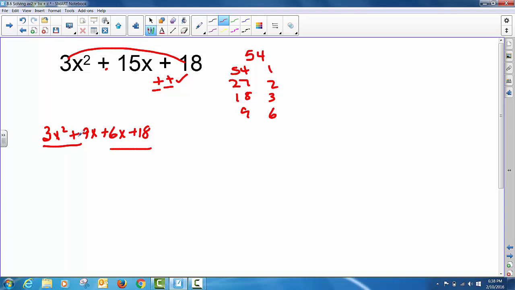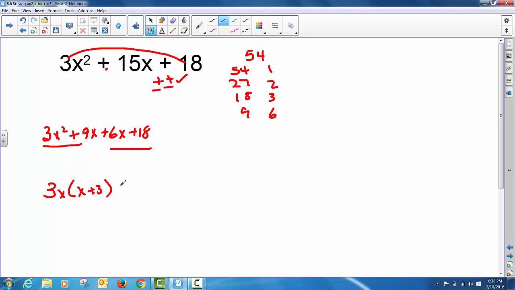What do these have in common? There's a 3 goes into 3 and 3 goes into 9, so a 3 in common. And there's an x squared here and an x there, so they have an x in common. When you divide 3x squared by 3x, you're left with x. When you divide 9x by 3x, you're left with 3.